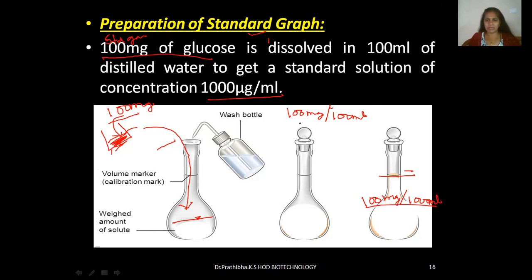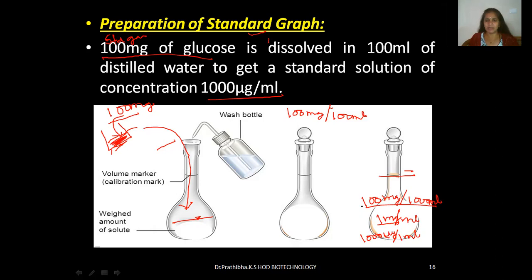How did you get this 1000 microgram per ml? So 100 mg per 100 ml means per ml how much? Yes, you're correct. Per ml, 1 mg per ml can be seen. Always, in all these biochemistry experiments, we represent in microgram. So 1 mg means how many microgram? That is 1000 microgram per ml.